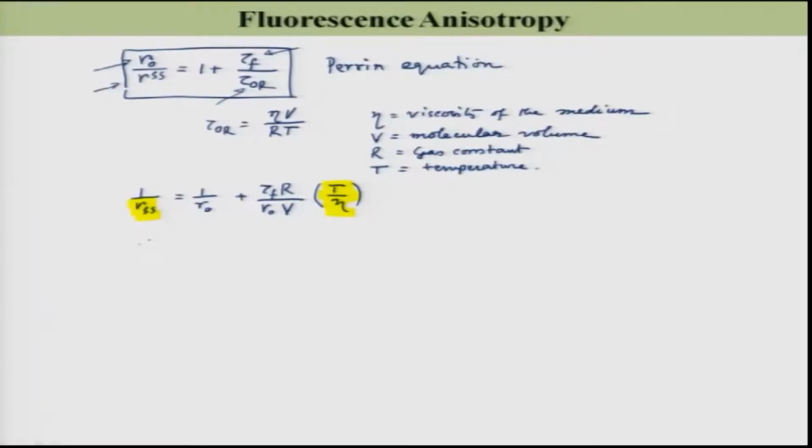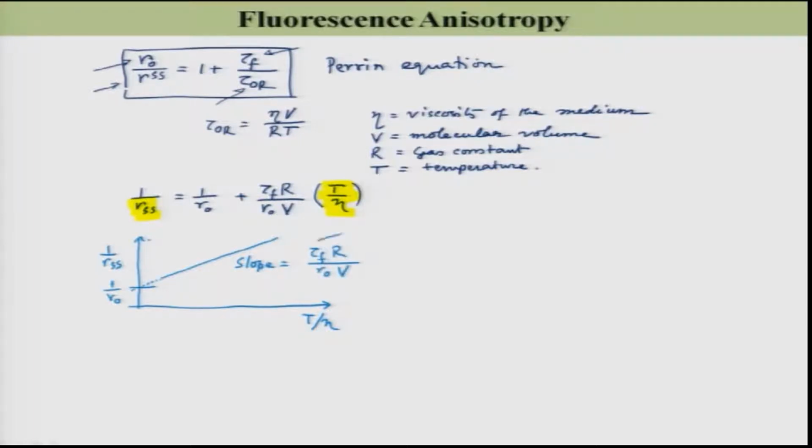If I plot 1 over R steady state versus T by eta, you are going to see a straight line, and the intercept will be equal to 1 over R0. So from here you will get some idea of R0. And then the slope will be equal to tau f R by R0 V.